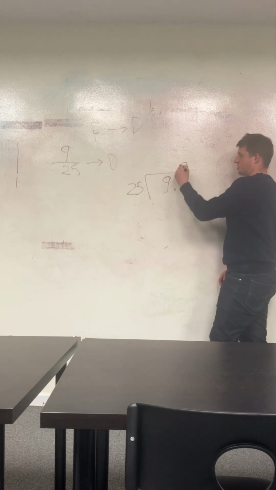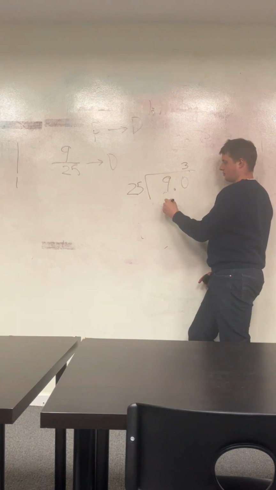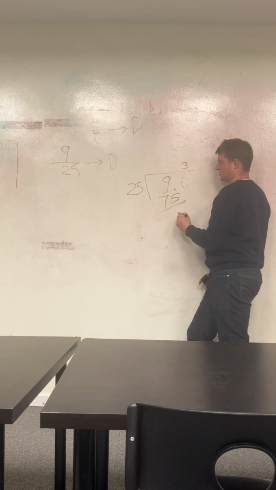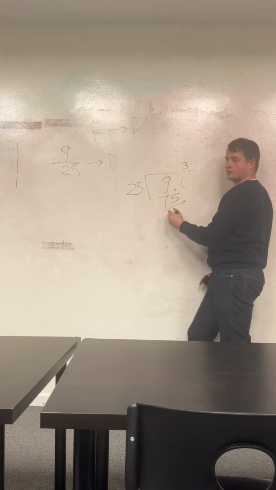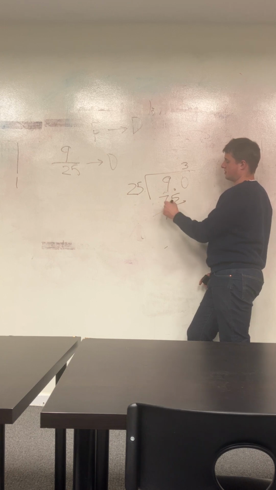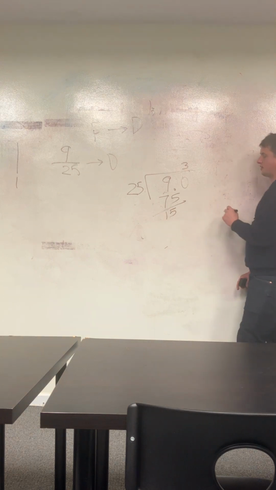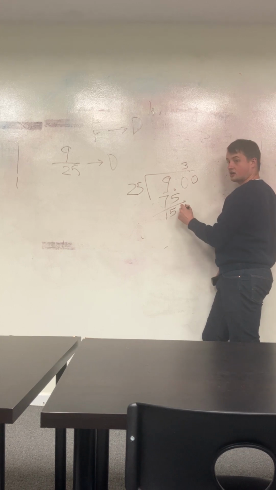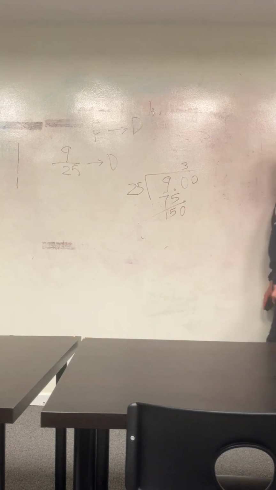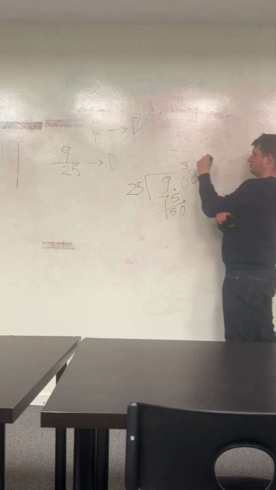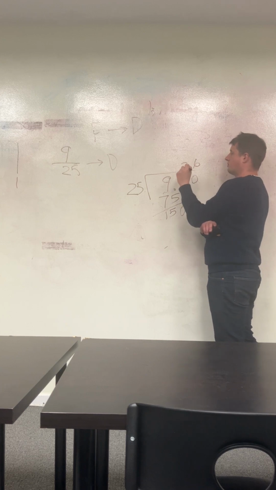Yeah. What's 25 times 3? 75. How much less is 15? Yeah. Now what do I do? I put a 0 here and bring it down. How many times is 25 going into 150? 25 goes into 150 six times. Mm-hmm. Yeah.